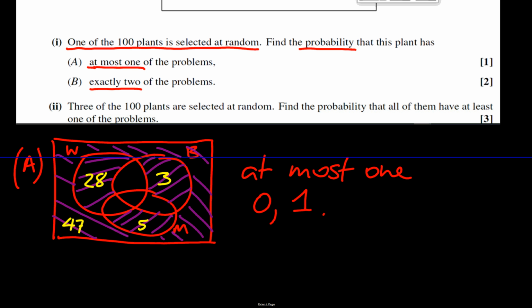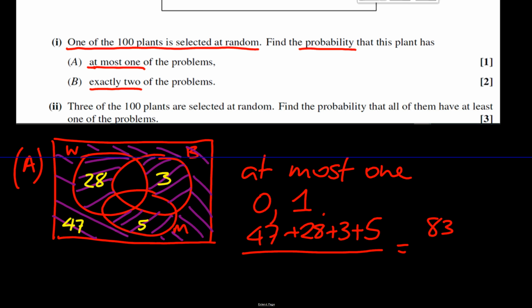populated with, there were 47 marked here in the yellow on the outside, 28 whitefly only, 3 B only and 5 M only. So our total therefore of plants that have at most 1 is 47 plus 28 plus 3 plus 5, and that totals 83 out of a total population here of 100. So, they're all equally likely, the probability is 83 out of 100 that we will pick a plant which has at most one of the problems.